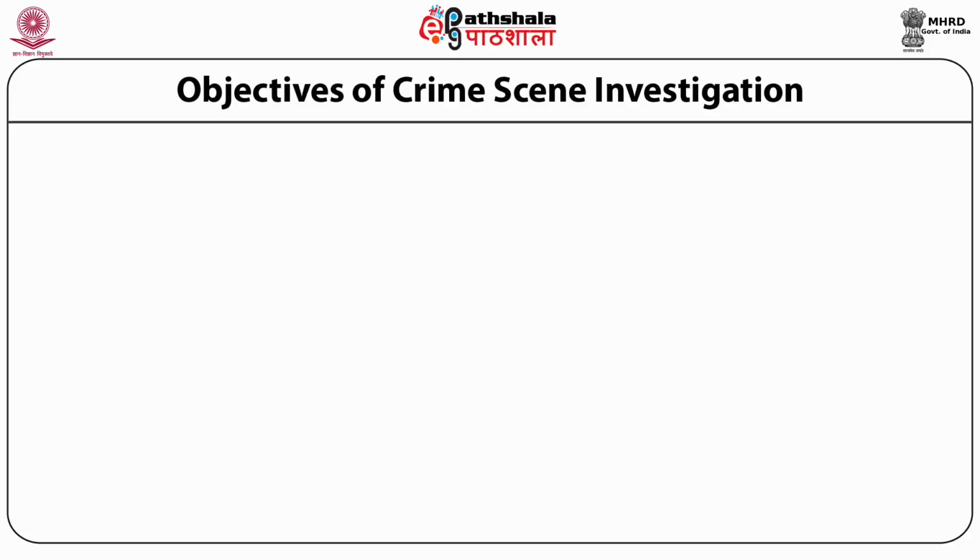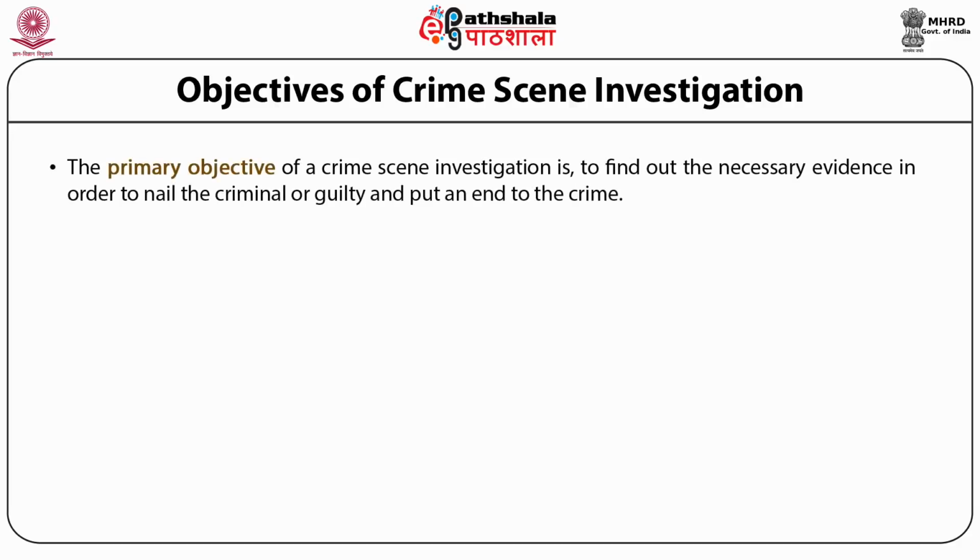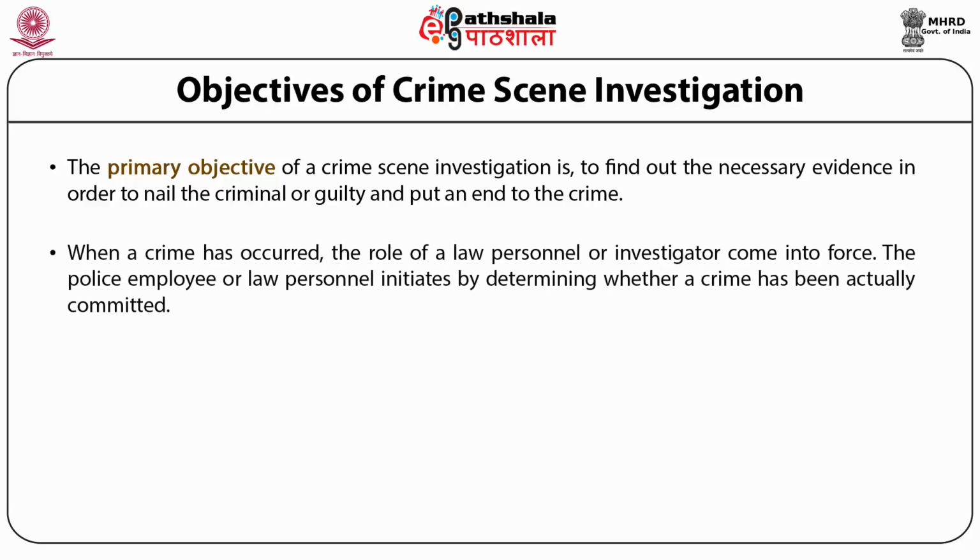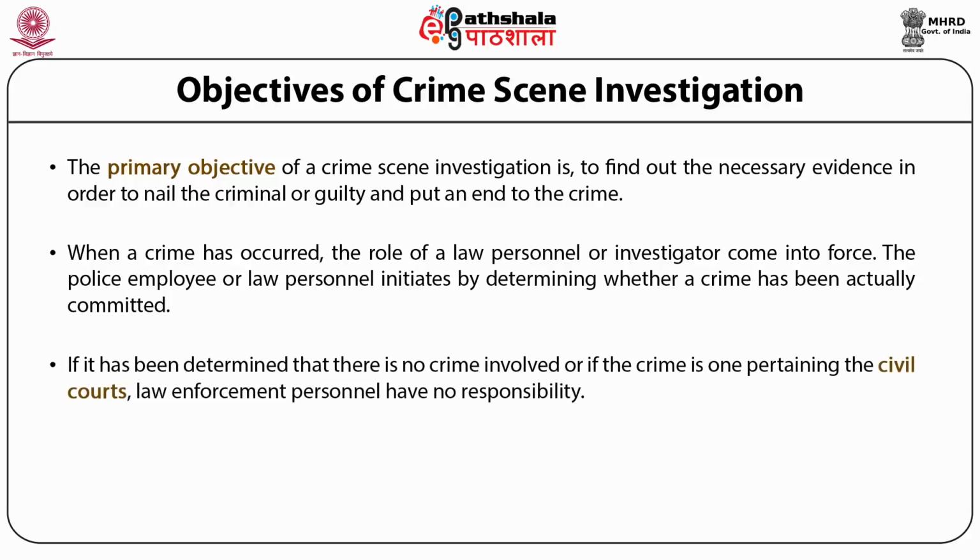Now, I will tell you the objectives of crime scene investigation. The primary objective of a crime scene investigation is to find out the necessary evidence in order to nail the criminal or guilty and put an end to the crime. When a crime has occurred, the role of a law investigator comes into force. The police employee or law personnel initiates by determining whether a crime has actually been committed. If it has been determined that there is no crime involved, or if the crime is one pertaining to the civil courts, law enforcement personnel have no responsibility.